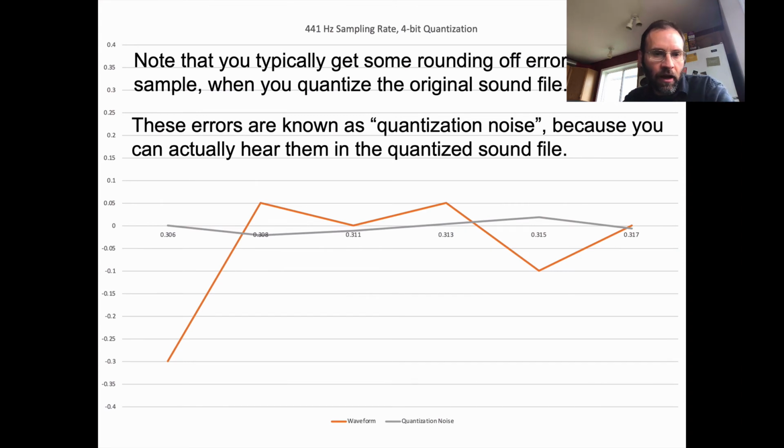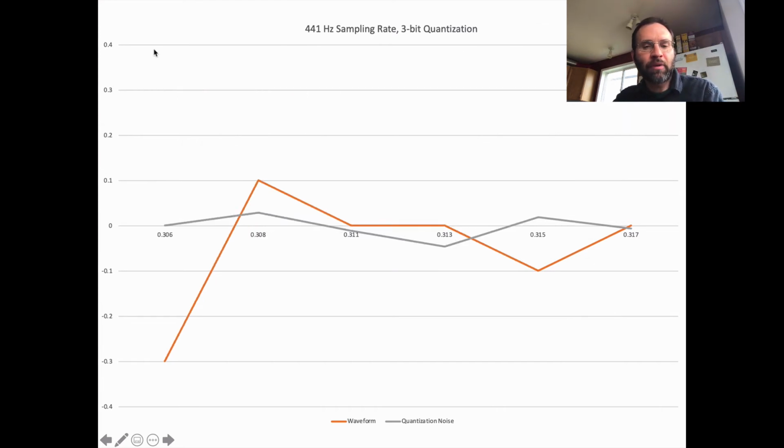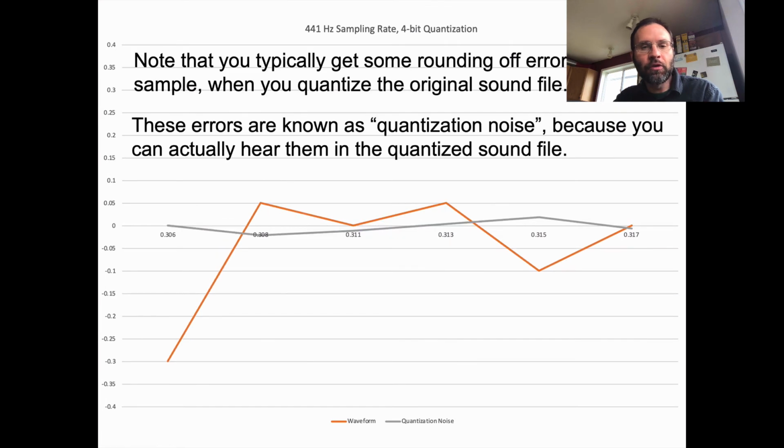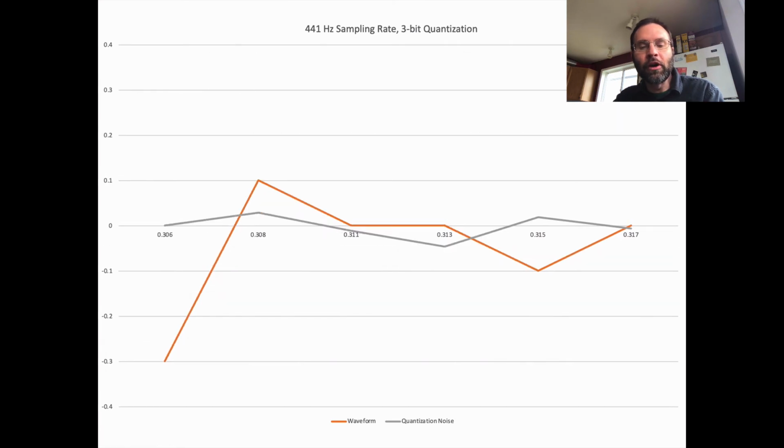So I plotted on this 4-bit quantization the noise that gets added into the signal, which is the rounding off error for each sample. It's in this gray line here. To the extent that this deviates from 0, you're going to hear it as noise. It's going to be like its own waveform. And I've plotted this for the 3-bit quantization as well. Normally, you expect a little more noise for lower bit depths of quantization.